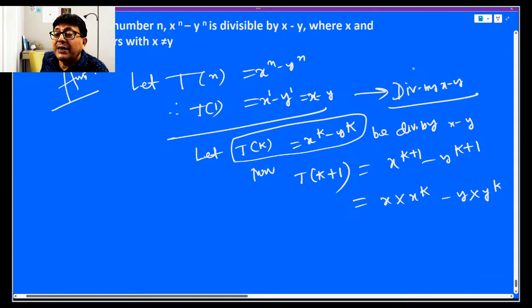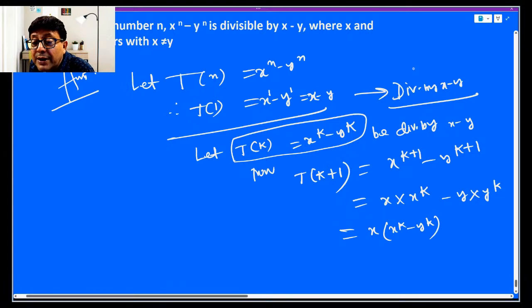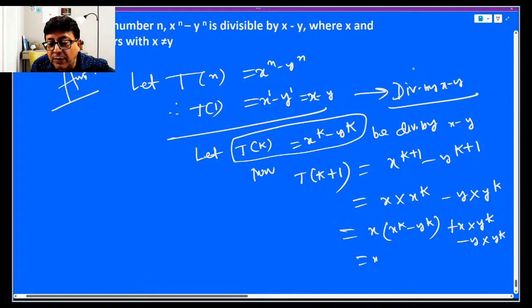No, it is coming in the form of y into y to the power k. You cannot take x as common. So what you will do there, you write x into, forcefully you are writing this. Then write plus x into y to the power k minus y into y to the power k. What have you got there? Plus.